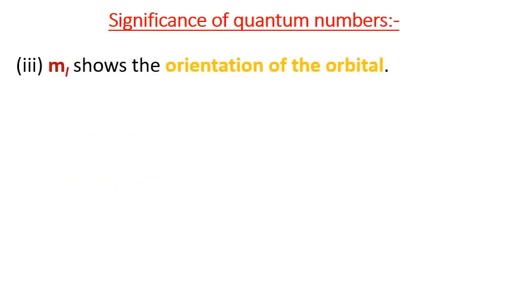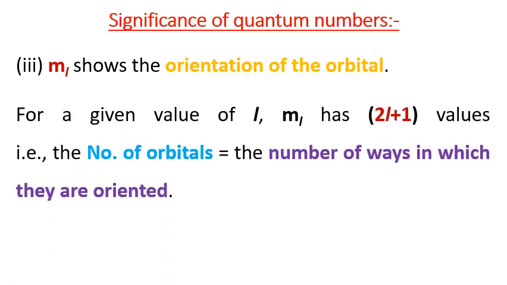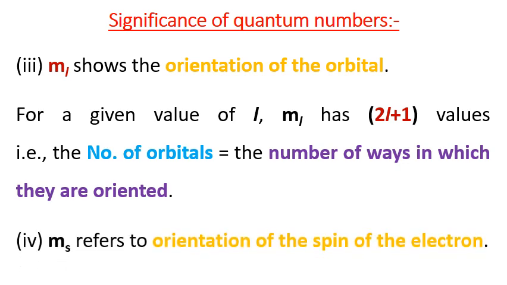ml shows the orientation of the orbital. For a given value of l, ml has 2l plus 1 values, that is, the number of orbitals is equal to the number of ways in which they are oriented. ms refers to the orientation of the spin of the electron.